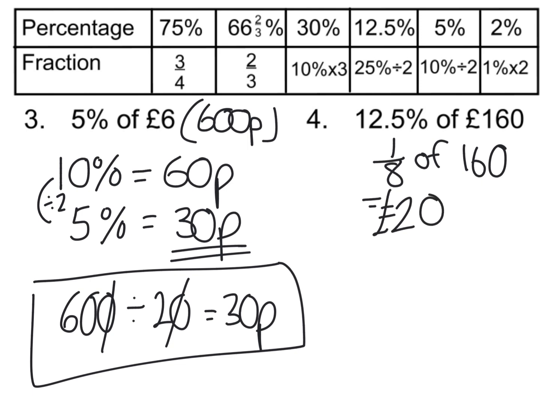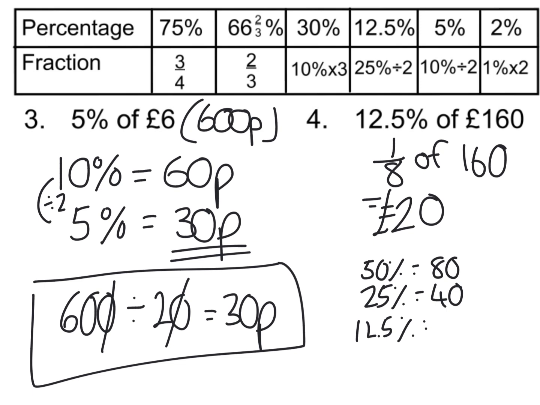But let's look at the other method. You're going to half it, half it, half it. So start with 160, half of that, so basically 50% would be 80, 25%, half of that would be 40, and then 12.5% is half of that again, which is 20. This is a much easier method. But how often do you get asked 12.5%? Not a lot, but I like to include it.